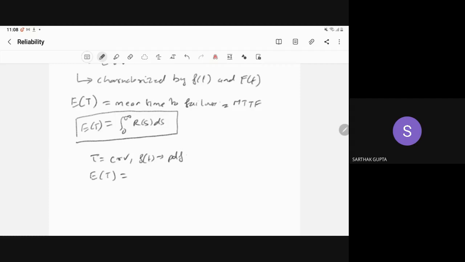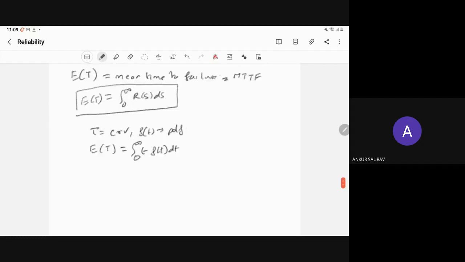What is the basic formula for computing the expectation? T times probability. So integration over 0 to infinity, t times f(t) dt. Integral 0 to infinity, value into associated probability, so f(t) into dt.